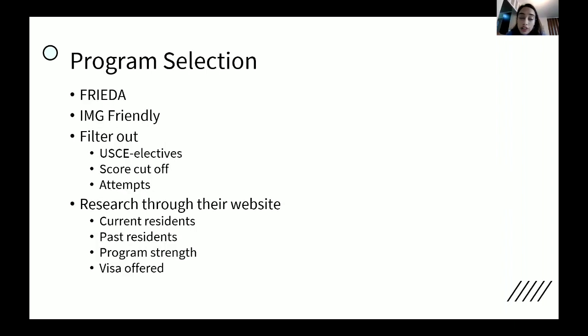Talking about program selection, the biggest source to look into for a program that you want to apply to is FREIDA. It has all the programs listed, and they have a lot of filters about scores. They have filters through states. They have filters through program specialty, and also it's up to you what program specialty you want to apply to.